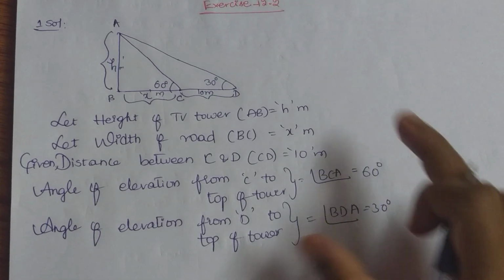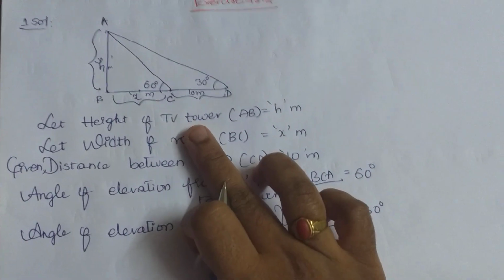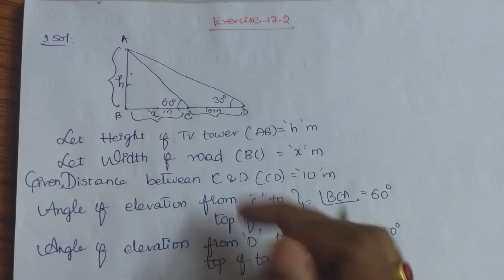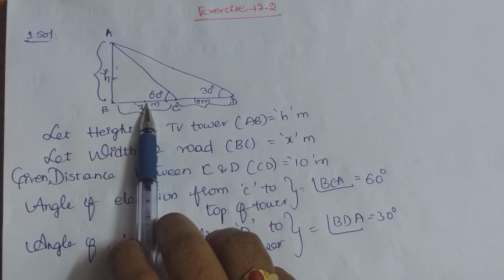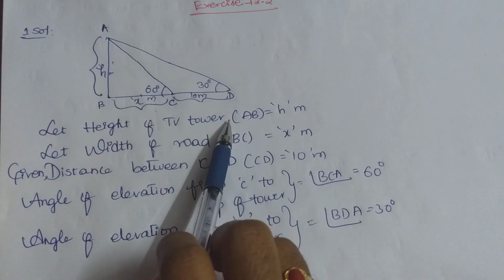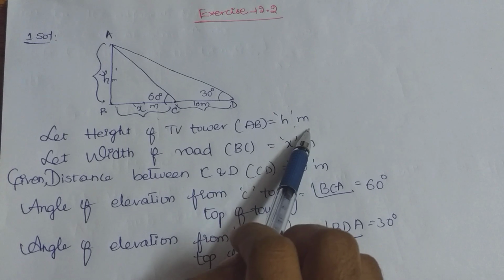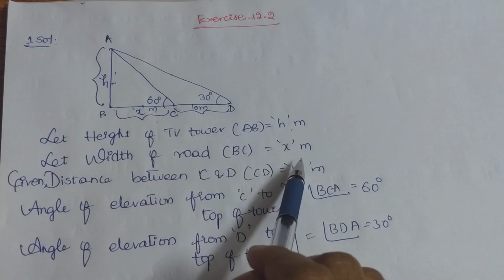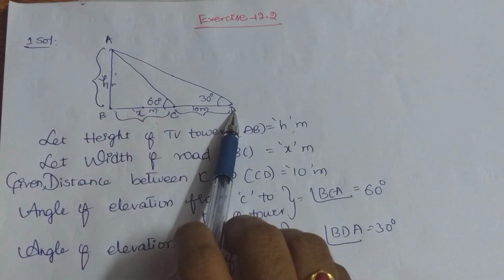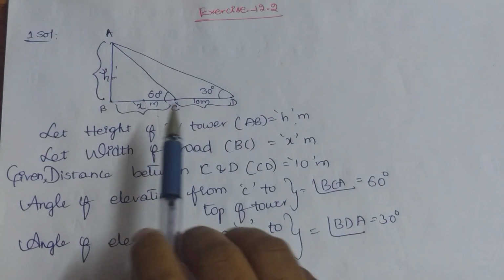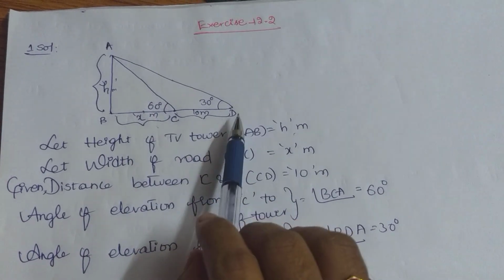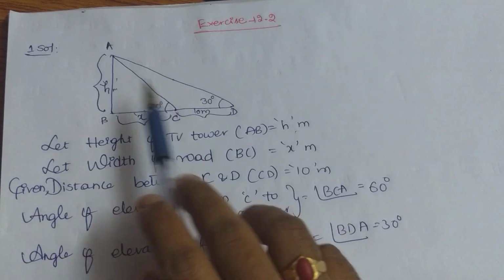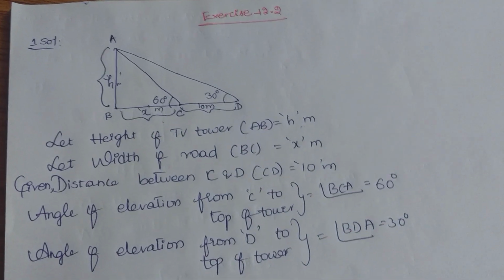You can see here I have just written whatever I have discussed with you till now. We have to find out H, that is height. We want to find out the width of the road also. We don't know either of the values. So I have assumed the height as H meters and the width of the road as X meters. And they have given the distance between C and D as 10 meters. Also given the angle of elevation from point C is 60 degrees and from point A is 30 degrees to the top of the tower. Same thing I have written here.